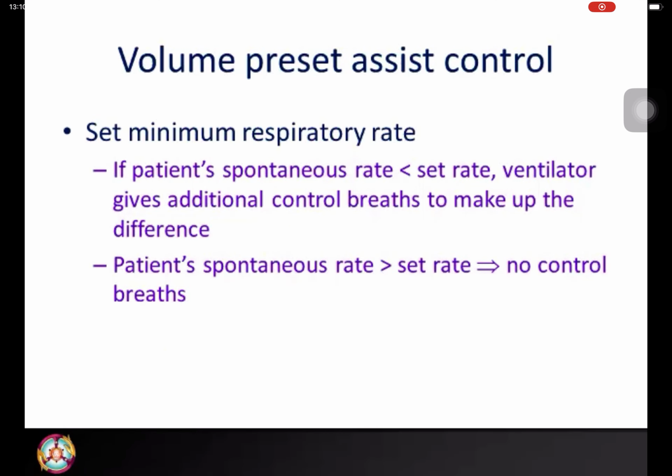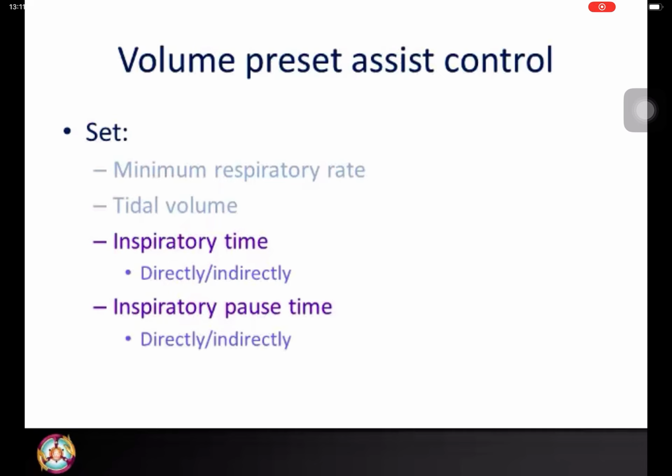The rate you set on the ventilator is the minimum frequency. If the patient's spontaneous rate is below this, the ventilator delivers sufficient control breaths to make up the difference. If, on the other hand, the patient's spontaneous rate is greater than the set rate, the ventilator delivers no control breaths. As well as setting the tidal volume and the minimum respiratory rate, you need to set the inspiratory time and inspiratory pause time. These may be set directly or indirectly.